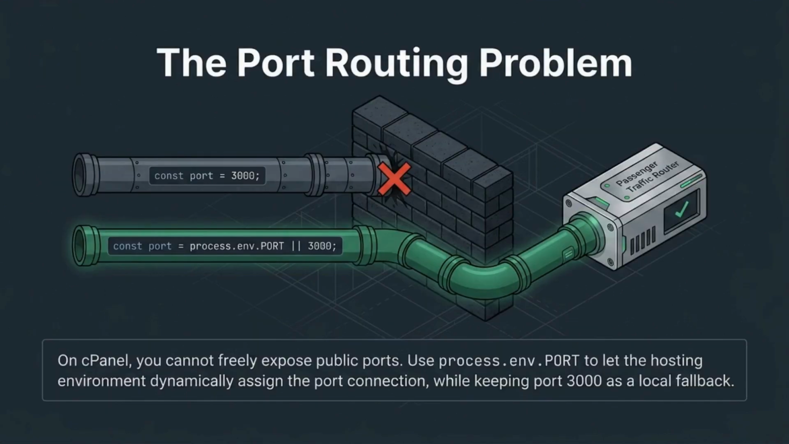Now, let's address the port routing problem. On shared cPanel hosting, you cannot just expose arbitrary public ports. Instead of hard-coding it, you must use process.env.PORT. This allows the hosting environment to dynamically assign the port connection, whilst keeping port 3000 as a local fallback.